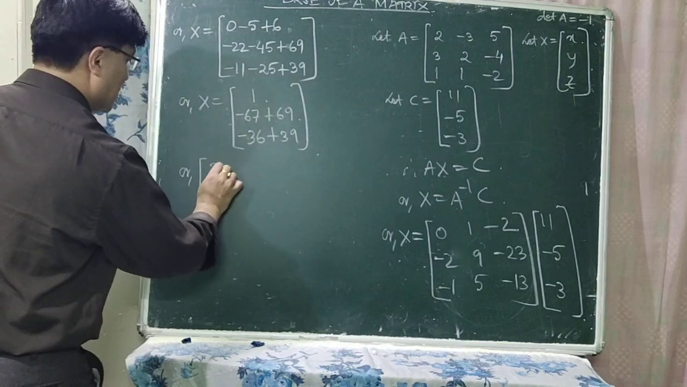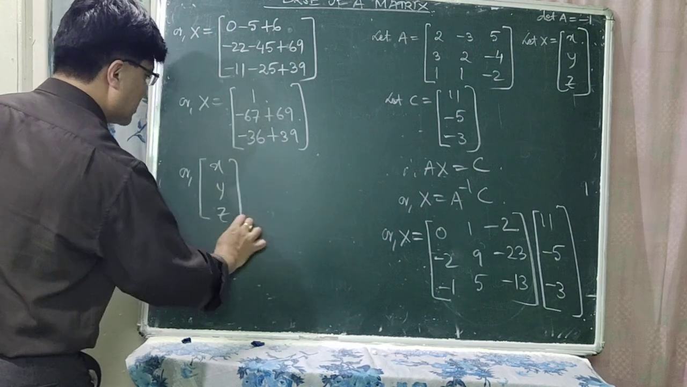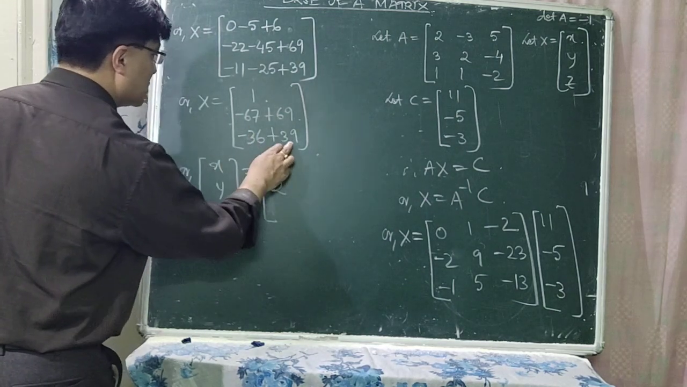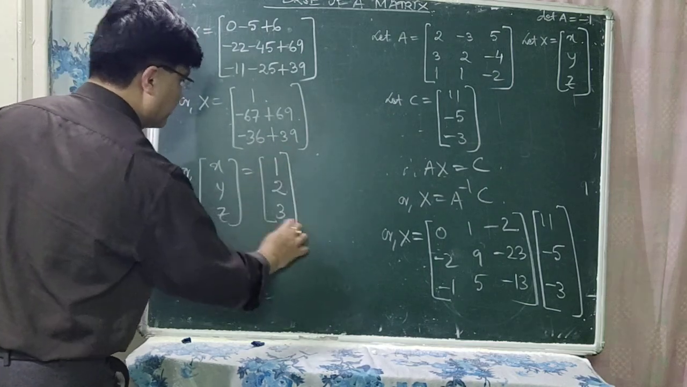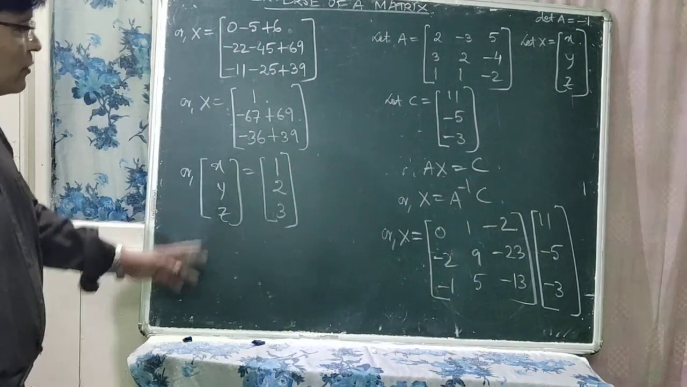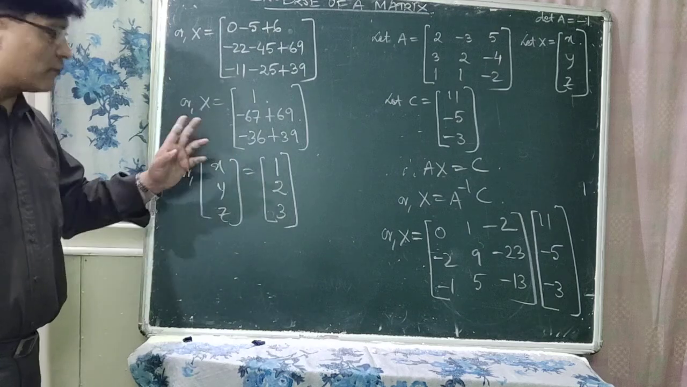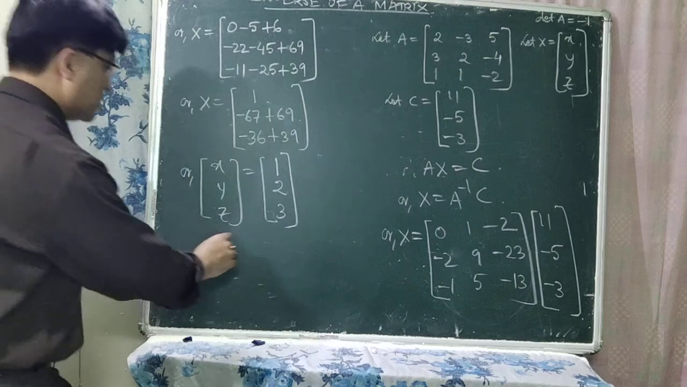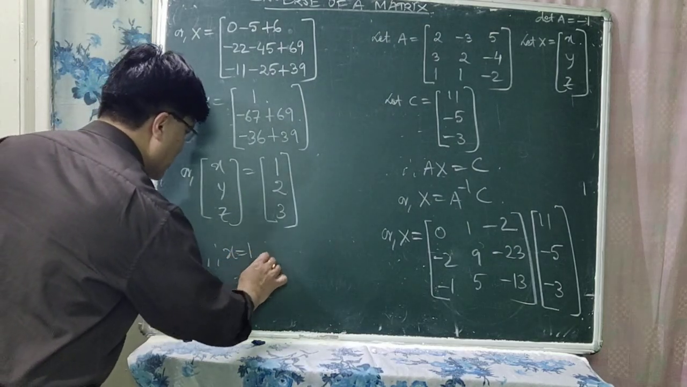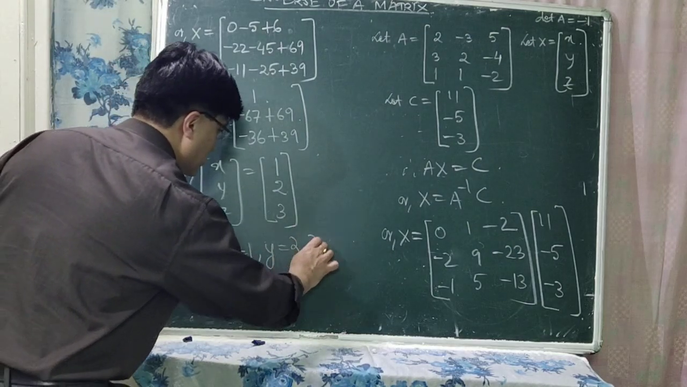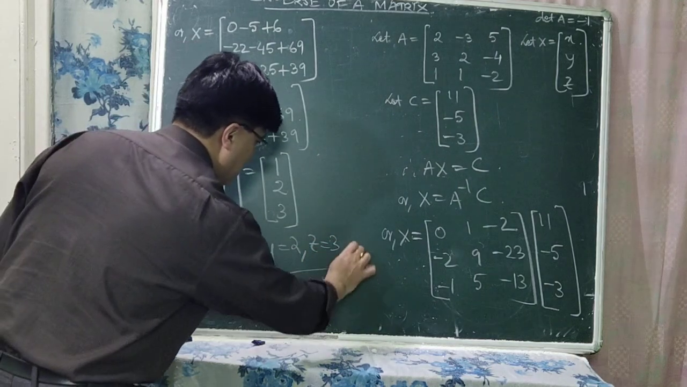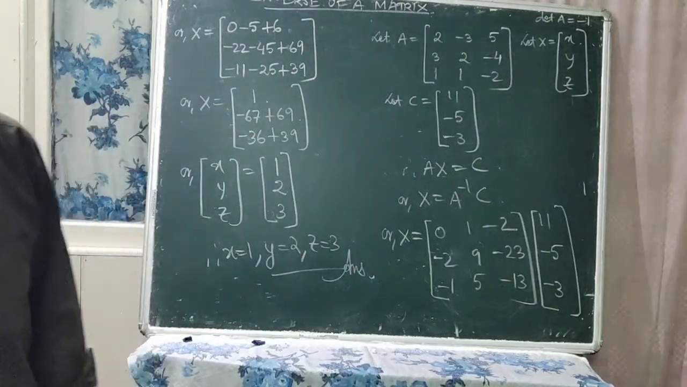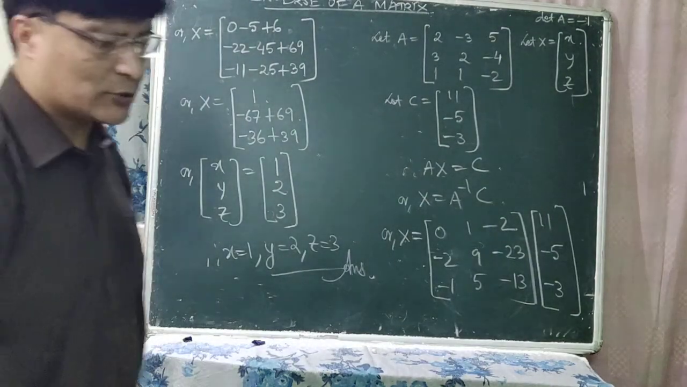Capital X was small x, y, z, that is the column matrix, which is equal to 1, 69 minus 67, 2, 39 minus 36, 3. From the definition of equality of matrices, you can equate the corresponding elements. So x is equal to 1, y is equal to 2, and z is equal to 3. So this is the final answer. You can copy it. We'll do the next question now.